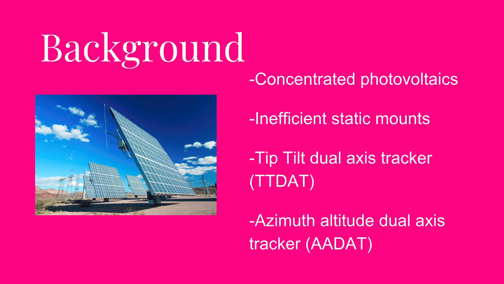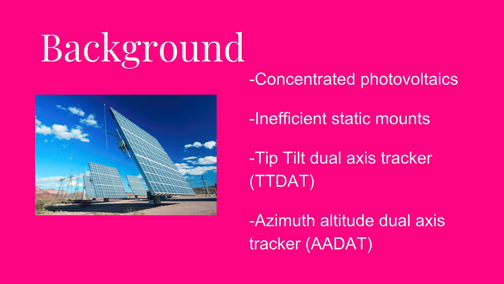Solar tracking for flat panels is one of two different methods. The tip-tilt dual-axis tracker, or TTDAT, is a pole-mounted array, as seen on the left, which has a fixed cardinal orientation, and it is on two motors that control elevation in both the X and Y, creating the tip-tilt effect. The second tracker can support more weight and bigger panels. It is called the Azimuth Altitude Dual-Axis Tracker, or AADAT.